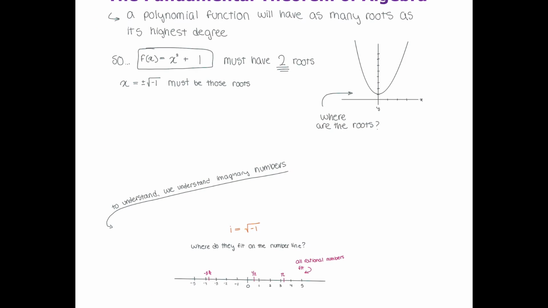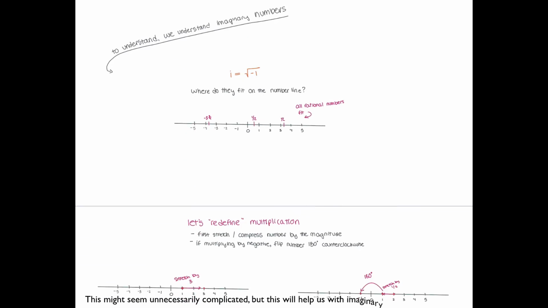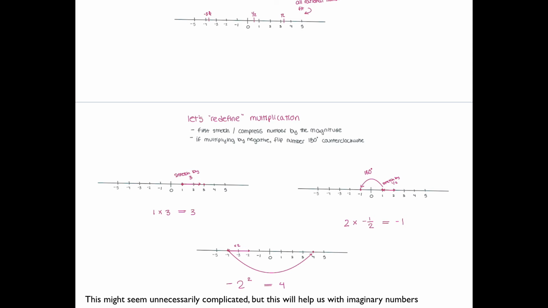So i, the imaginary number unit, is equal to the square root of negative 1. We need to find where i can fit on our number line. And as strange as this might sound, we can do this by redefining multiplication. So let's redefine multiplication. When we multiply two numbers, we are stretching the first number by the magnitude of the second number. And if the second number is negative, we flip the first number 180 degrees counterclockwise on our number line. Let's look at these examples.